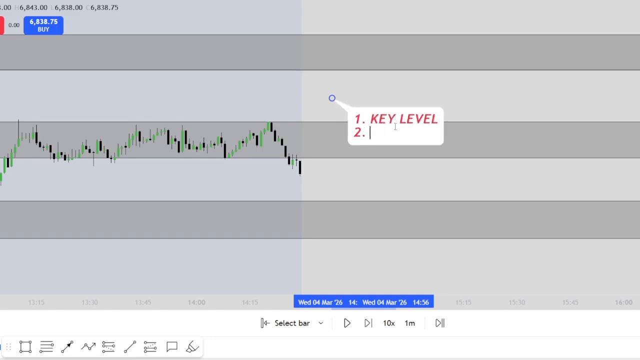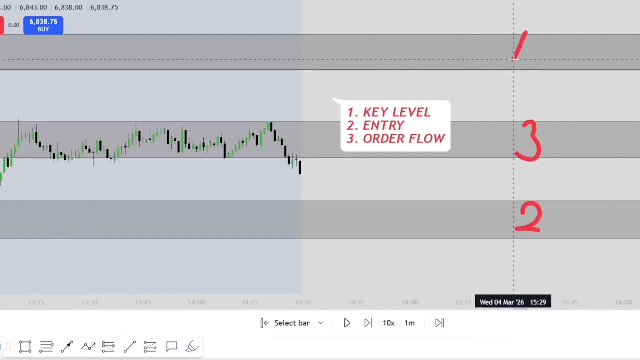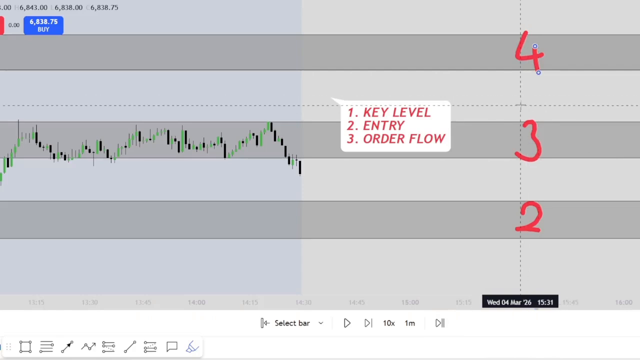You need a key level, you need to have an entry in the key level, and you need to know what's happening in the key level, so order flow. On the lower time frames, these are the only 3 things you need to be successful. For example, the trade here, let's call this 2, 3, and then 4. Now you can only execute at one of these levels, and it's your job to know which level to trade from. So you're waiting for a key level.